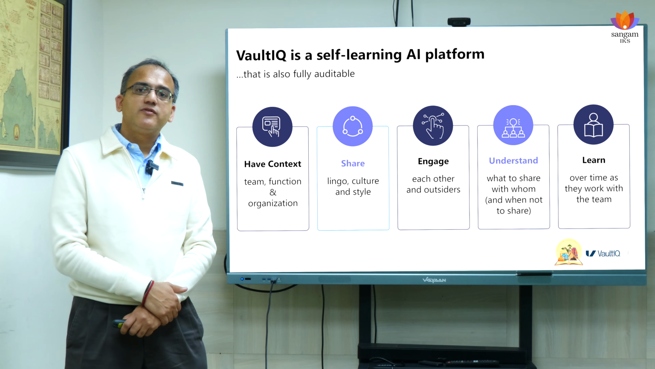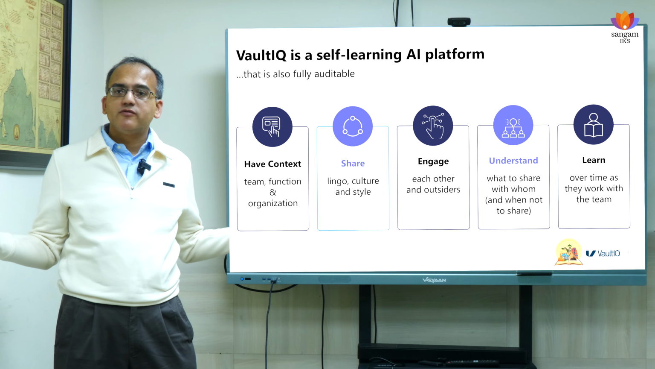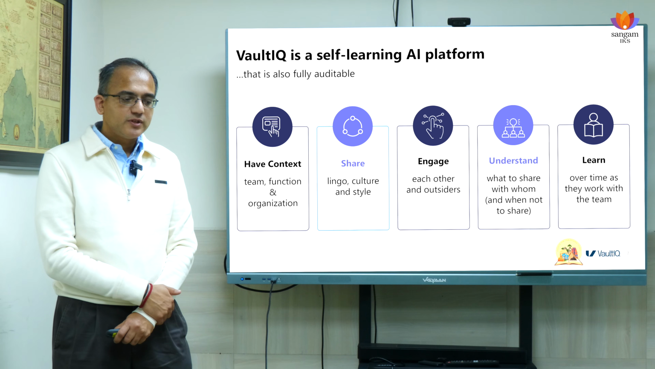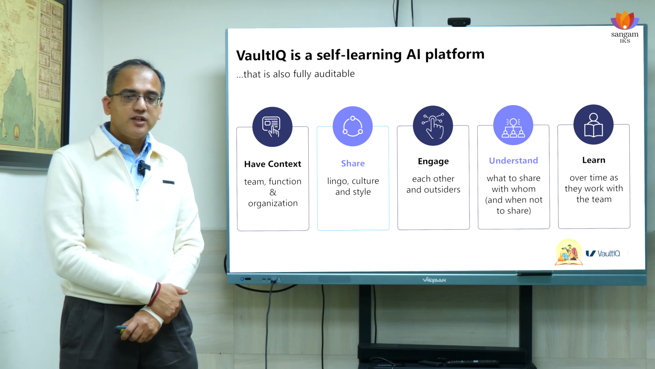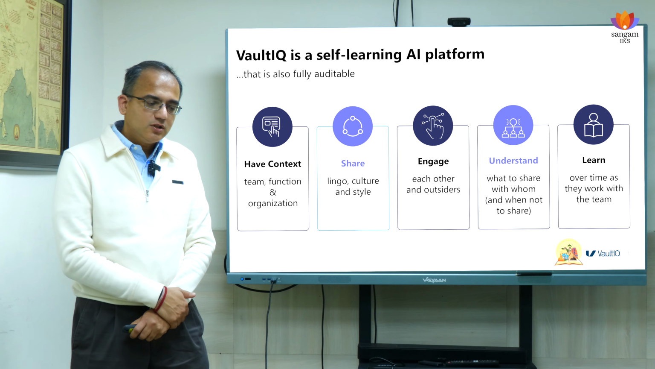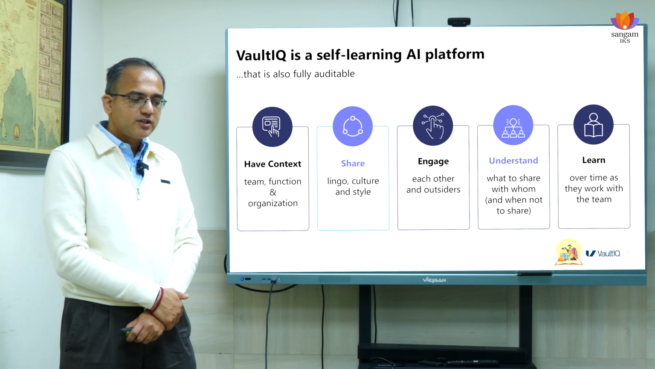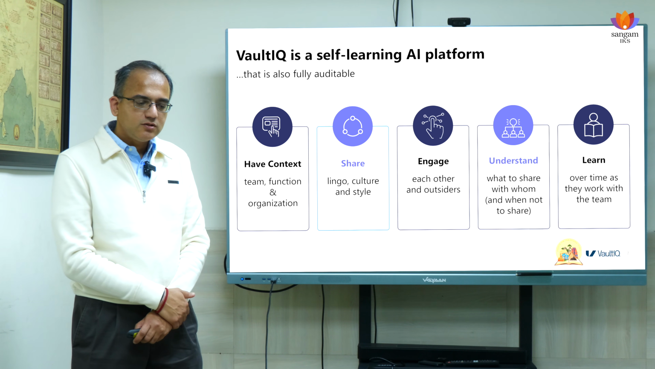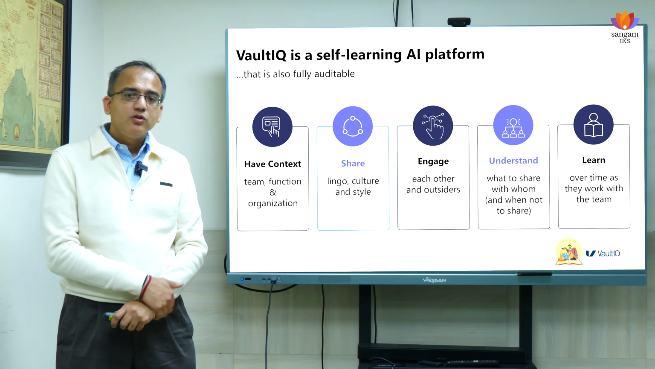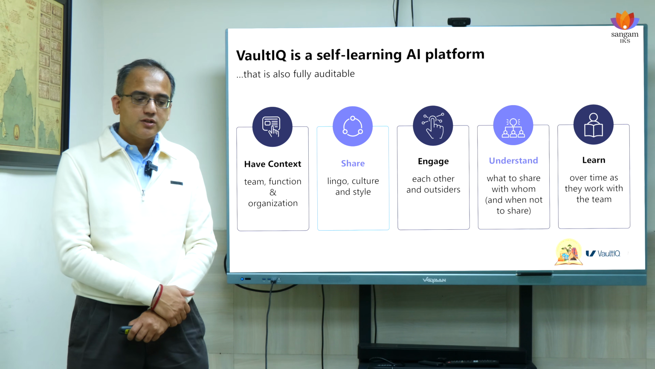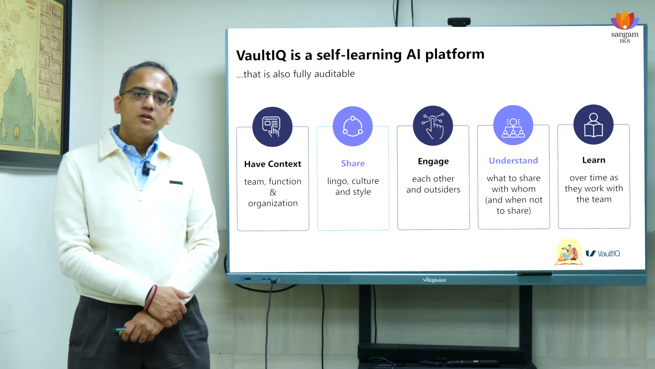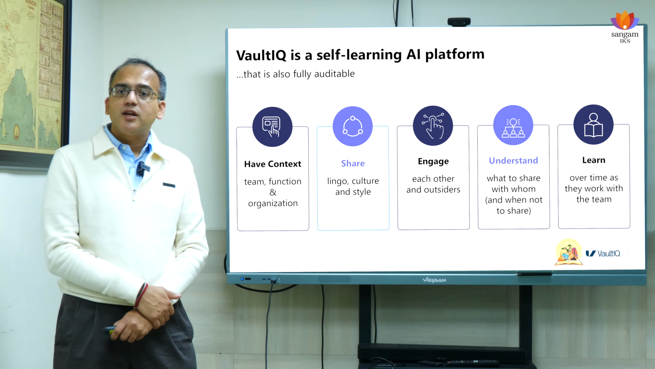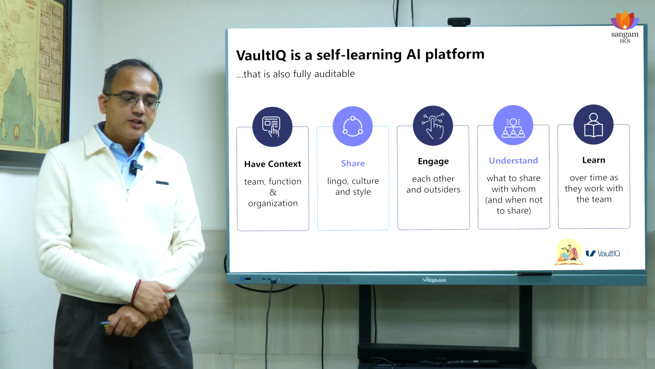Well, let's step away from AI for a second. Many of you will work in an office, or a university setting, or a corporate setting, or maybe even government. Every single time you join a new place, you come with lots of ideas from the outside world, but over time you gain context in terms of the team, the function, the organization. You share lingo, culture, and style. You engage with each other, and you know who to share with what information and when not to share. You also learn over time. You don't remain the perpetual outsider in the office. AI doesn't do that today. This is what VoltIQ brings.